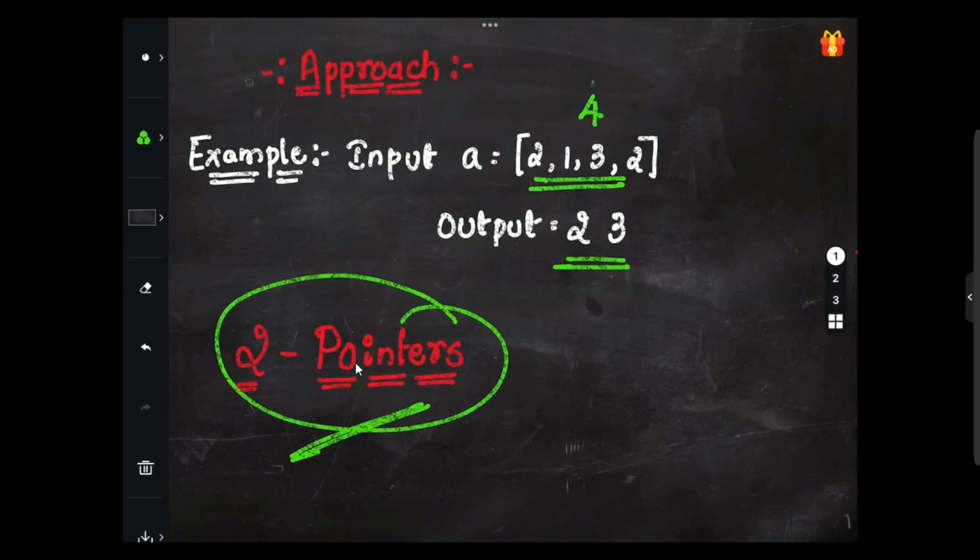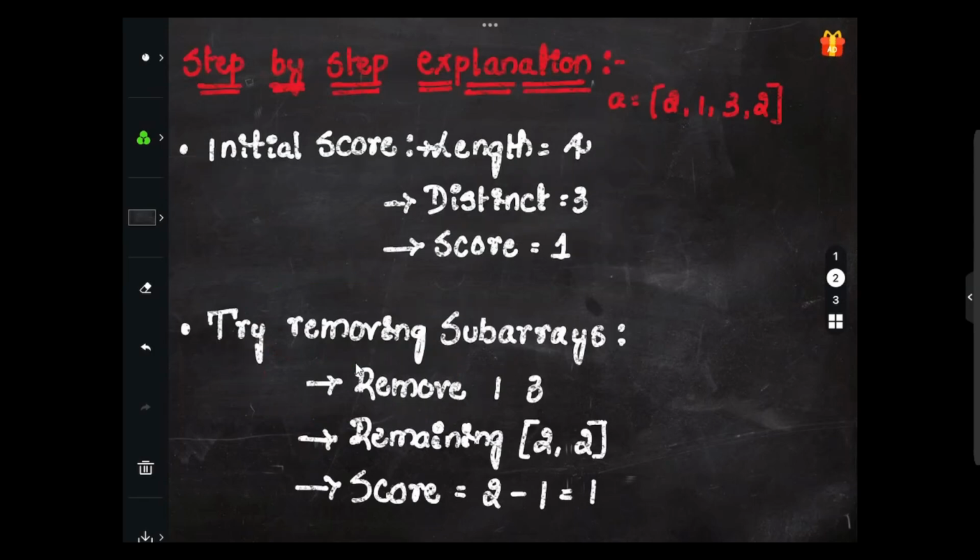We'll be making use of the two pointers with hashing. Just keep this in mind. So let's move on with the further things. Let's discuss the step-by-step explanation here. So we have considered this one, right? The third one, 2 1 3 2 as the input. The answer that we need to get here is 2 3.